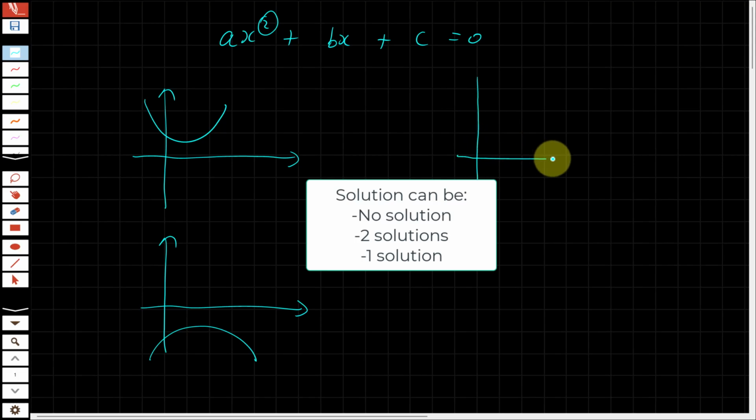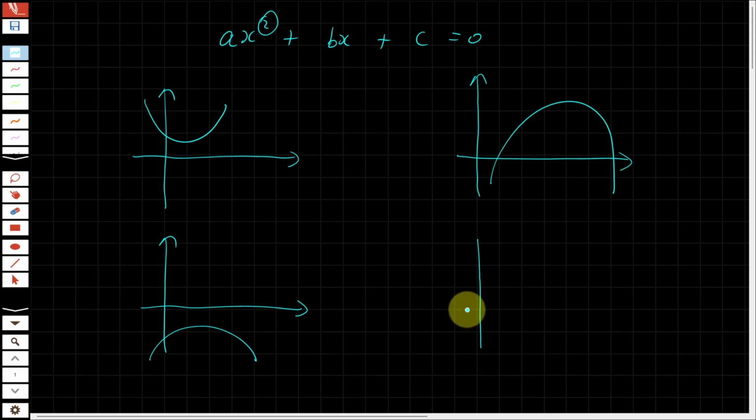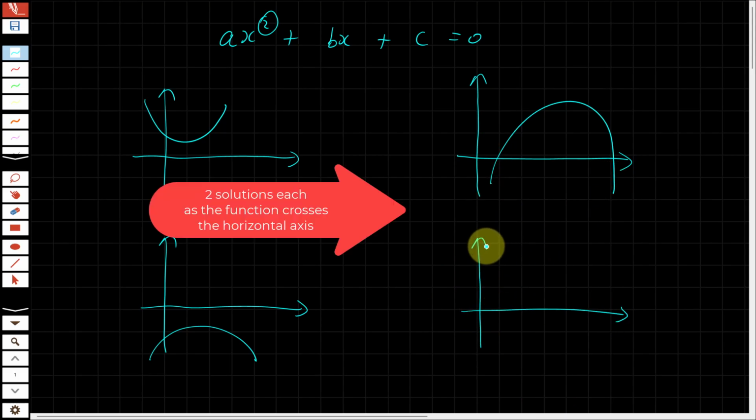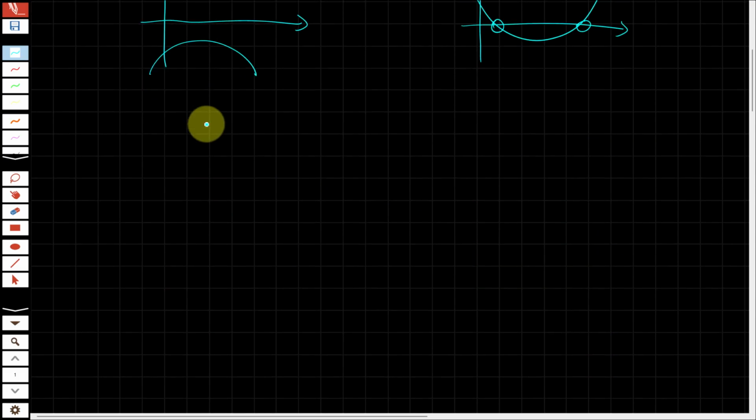So on the left hand side we have no solutions to these quadratic equations. On the right hand side we have two solutions to that quadratic equation and two solutions to this quadratic equation. The solution is where the parabola crosses the x-axis, or the horizontal axis.